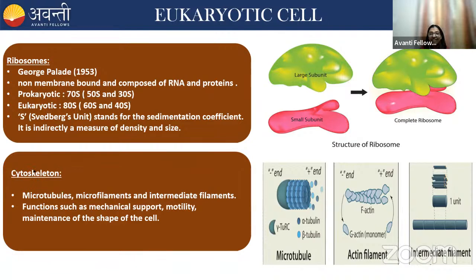And please remember, in case of prokaryotes, the cytoskeletons are absent. In eukaryotes, we see three types of cytoskeleton. They are microtubules, microfilaments, and intermediate filaments. And the function of these cytoskeletons is they provide mechanical support, they provide motility, and maintenance of the shape of the cell.